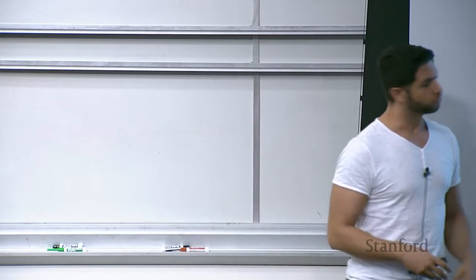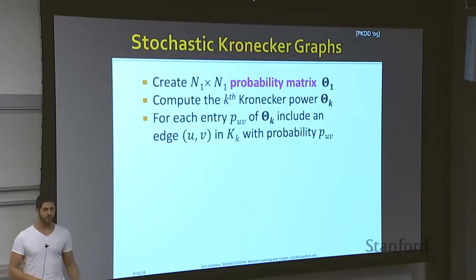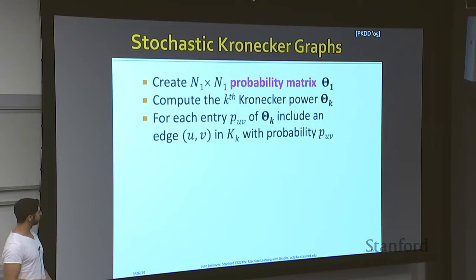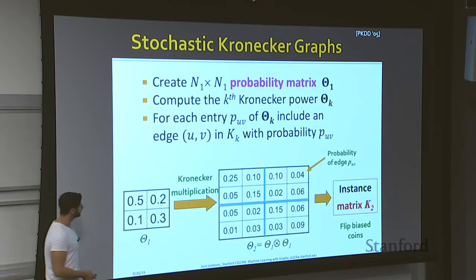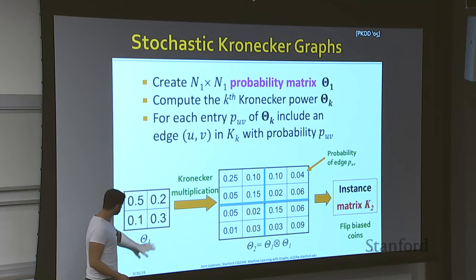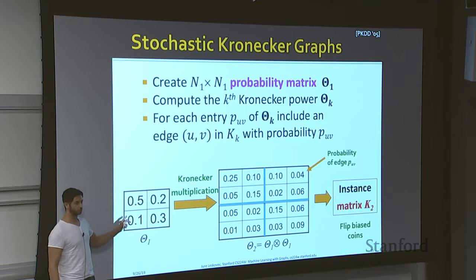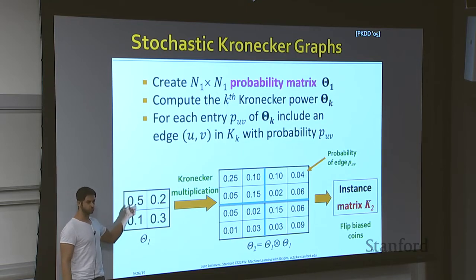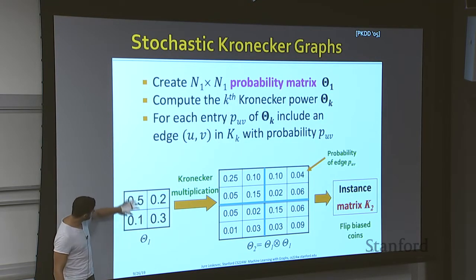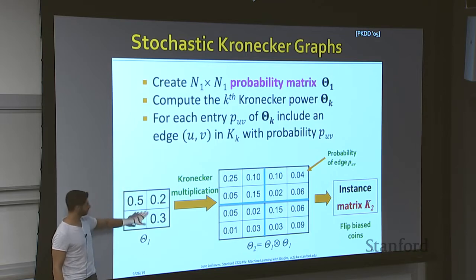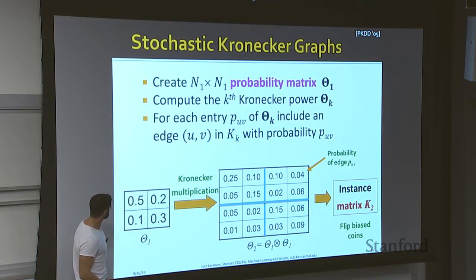The way in which we compute the kth power of our theta is exactly through the Kronecker product that I just showed you before, okay? And now, once we create this template matrix, then we can generate different instances of a graph. And the way in which we do that is, this is our initial theta 1. These are probabilities. Notice that they don't have to sum to 1, okay? Each element has to range between 0 and 1, but this is the probability that that edge exists, okay? So they don't have to sum to 1. In fact, here this is 1.1.